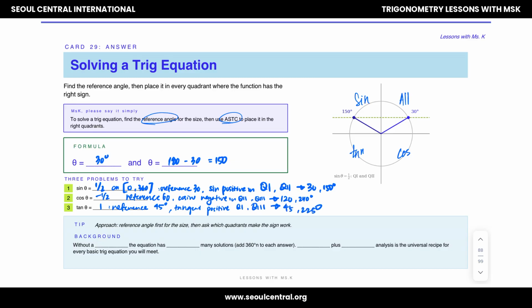One tip to approach this is to first find the reference angle for the size, then ask which quadrants make the sign work. Background. Without a domain restriction, the equation has infinitely many solutions. Add 360 times n to each answer. Reference angle plus quadrant analysis is the universal recipe for every basic trig equation you will meet.